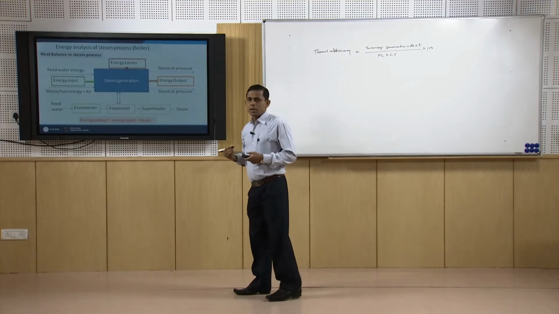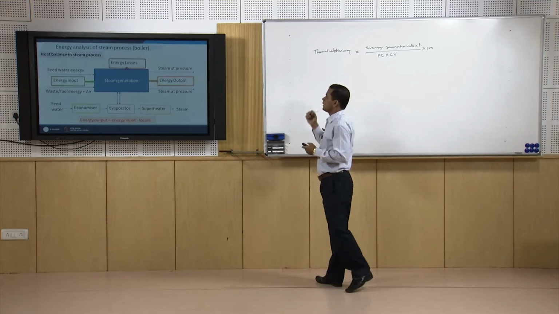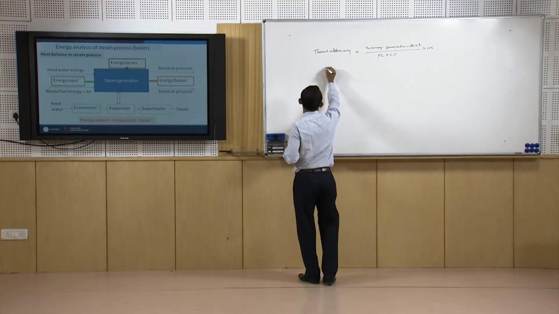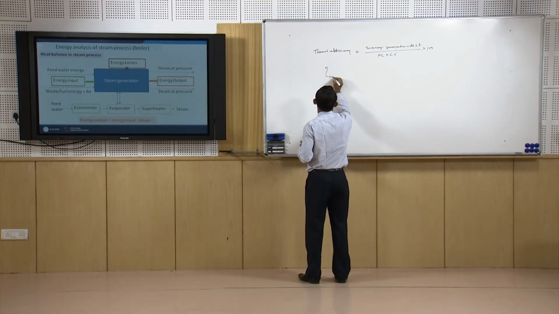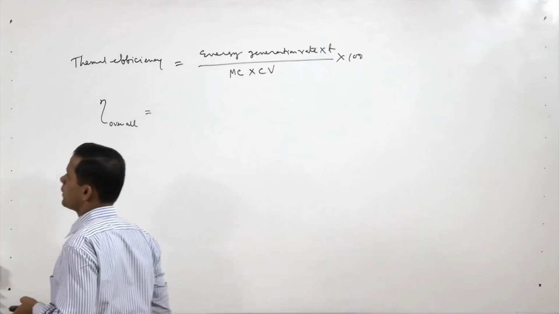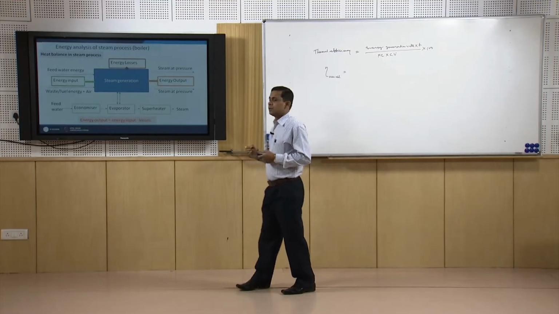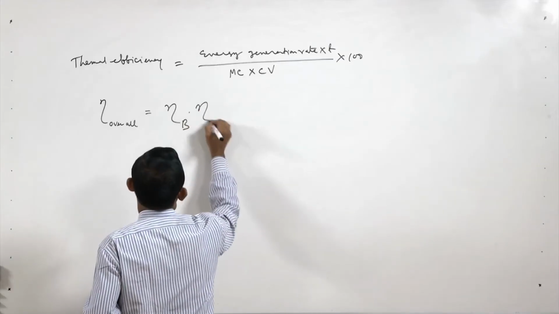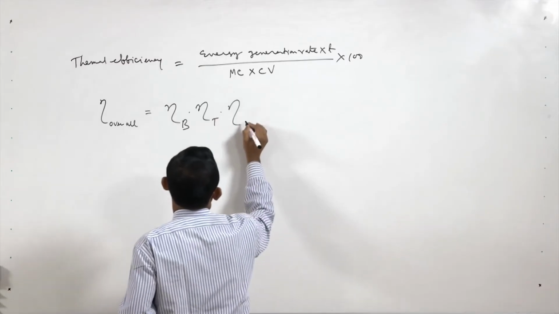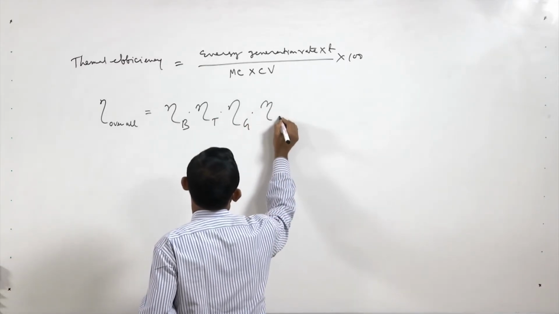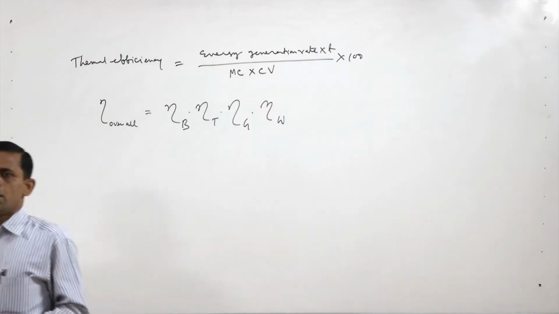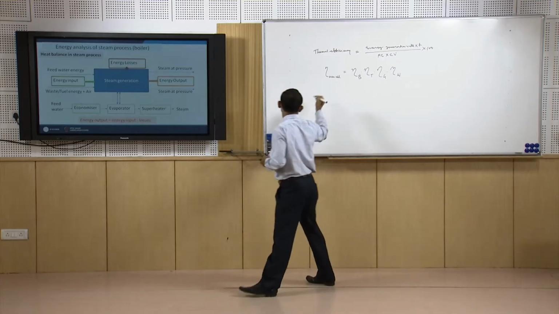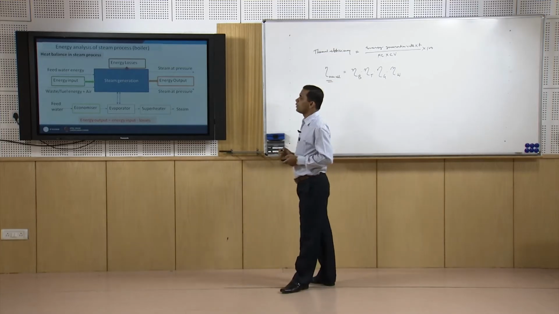Now we will see how this thermal efficiency is dependent on different parts and how the overall efficiency can be calculated. So, overall plant efficiency is dependent on the efficiency of boiler, efficiency of turbine, efficiency of generator and efficiency of works. So, turbine, generator, boiler and works, these four efficiencies will influence the overall efficiency of the unit.